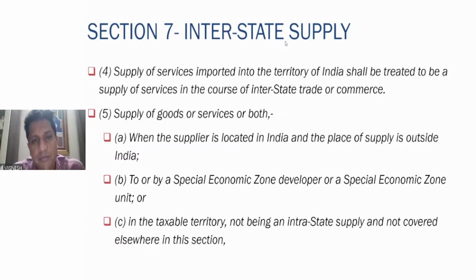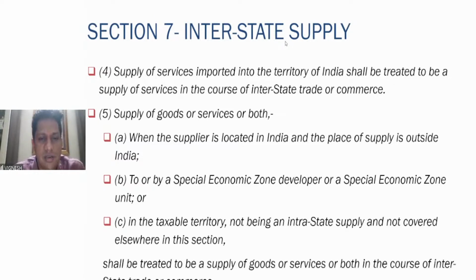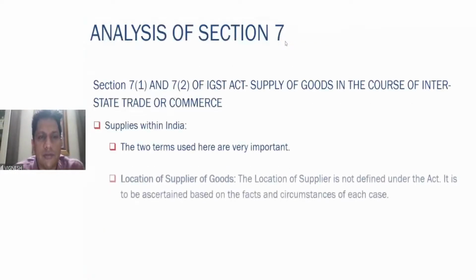That is, if there is any supply, it is not an intrastate supply for sure, and is not covered anywhere in this particular section 7. This also is to be taken as an interstate supply. That is your 7 subsection 5. Shall be treated as a supply of goods or services in the course of interstate trade or commerce.